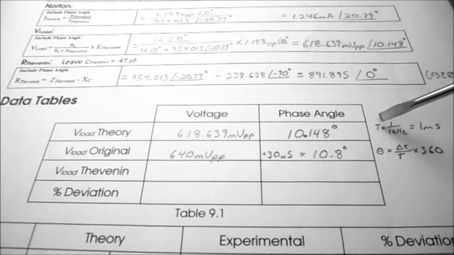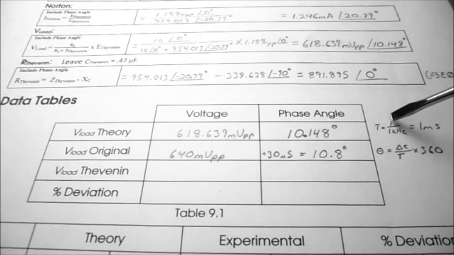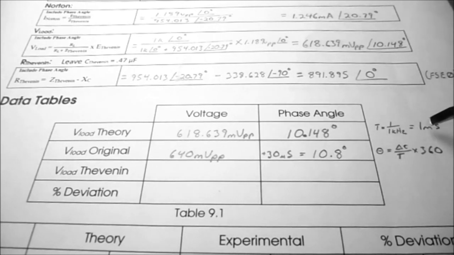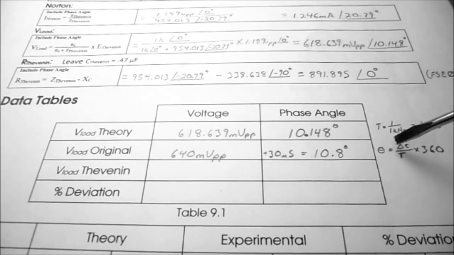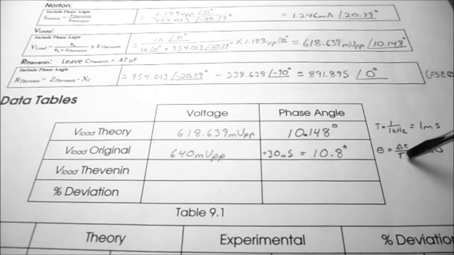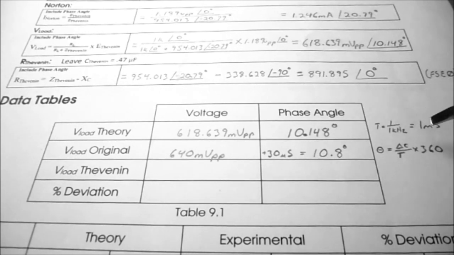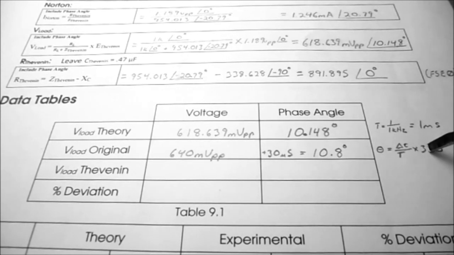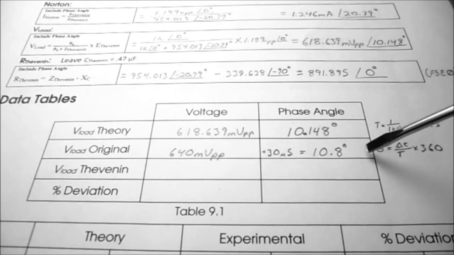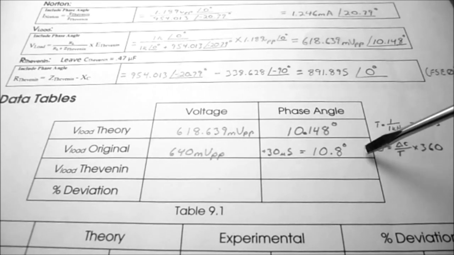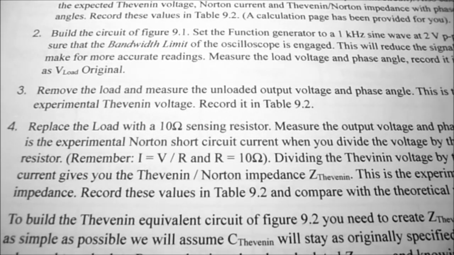So we have to remember the formula. The period is equal to 1 over the frequency, so that's equal to 1 millisecond. And the phase angle is equal to the change in time, or delta t, over the period times 360. So if you take 30 microseconds and divide it by 1 millisecond, multiply it by 360, you come up with 10.8 degrees.